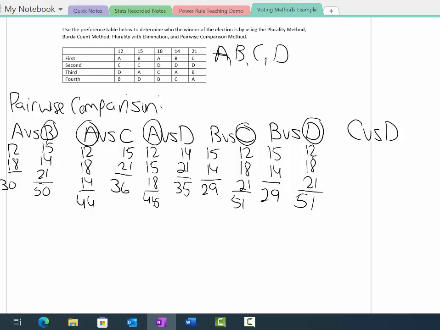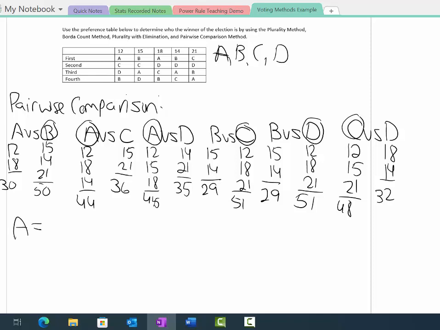Okay, one more I've got to check, C versus D. So in the first column, C is above D. Next one, C is above D. D is above C. D is above C. And C is above D. Add them up, and we get 48 and 32. C wins that round.